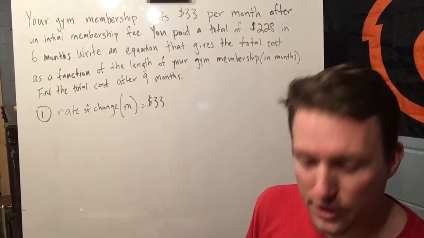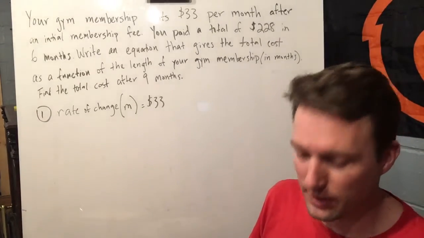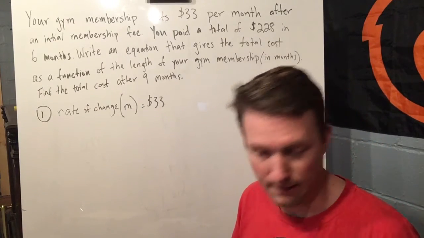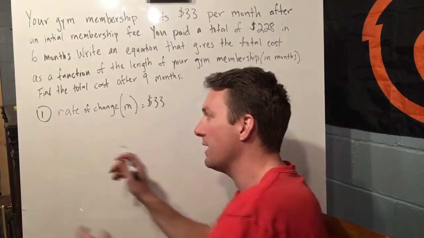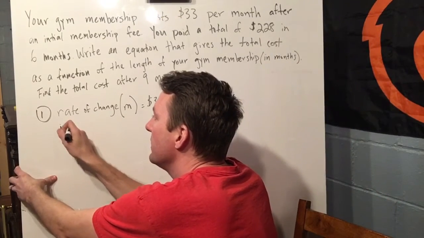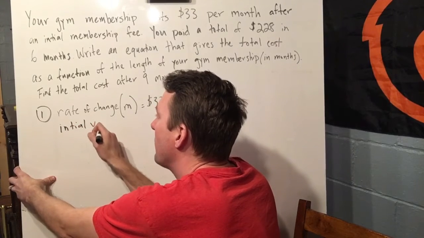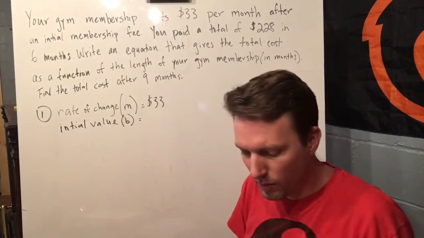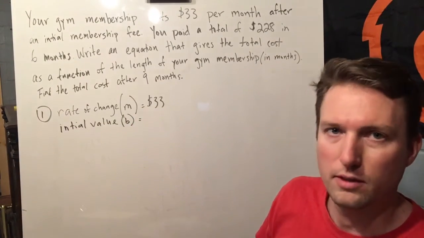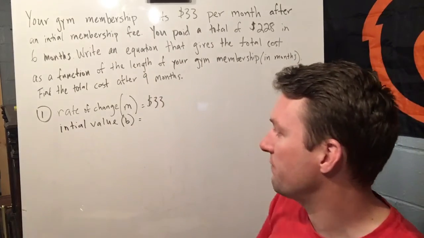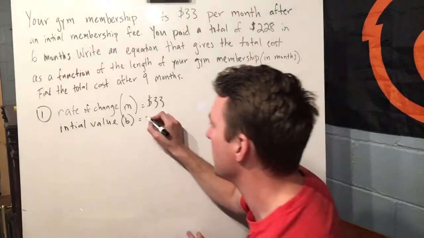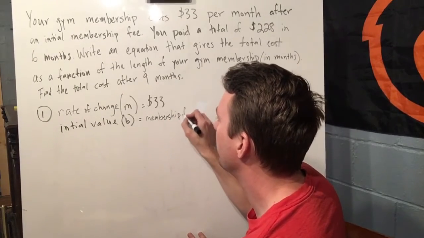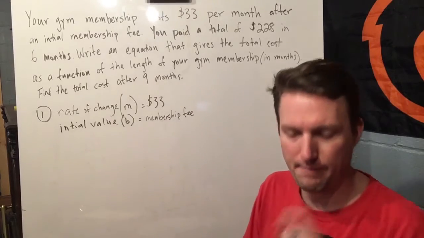The second thing that we need to do is identify the starting value. I think I gave it away in saying that that would be the initial membership fee. In this case, it's going to be B, the initial value. We don't know what the initial startup fee or the membership fee would be, so we're going to leave that as just the membership fee. Now, that's step number 1.